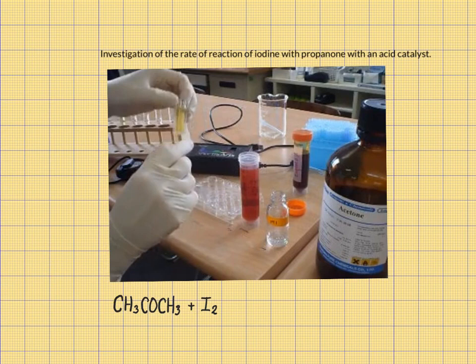In this experiment, we're going to look at how changing the concentration of reactants affects how fast a chemical reaction takes place. First of all, we look at iodine here. Iodine is a brown solution, and when we mix it with propanone over a period of time, the colour of the iodine changes from this brown colour to colourless.